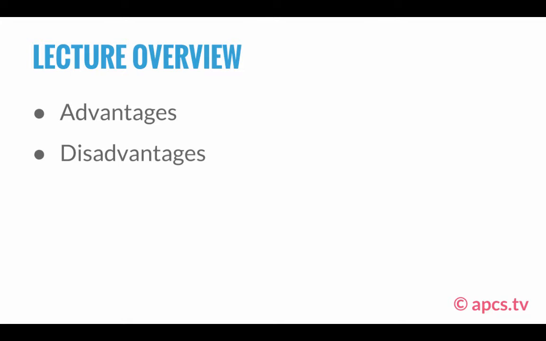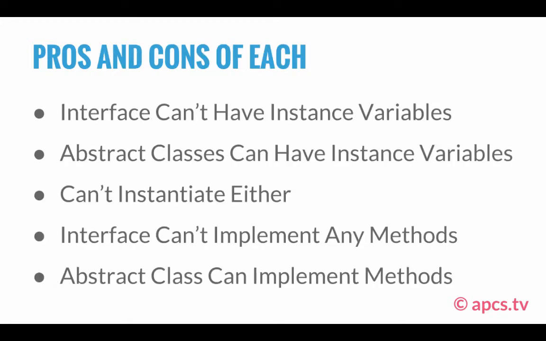So what we'll be working to do is differentiate between the two and see where each one fits into different particular situations. So let's look at the pros and the cons of each. Let's start off by looking at instance variables. So interfaces cannot have instance variables.